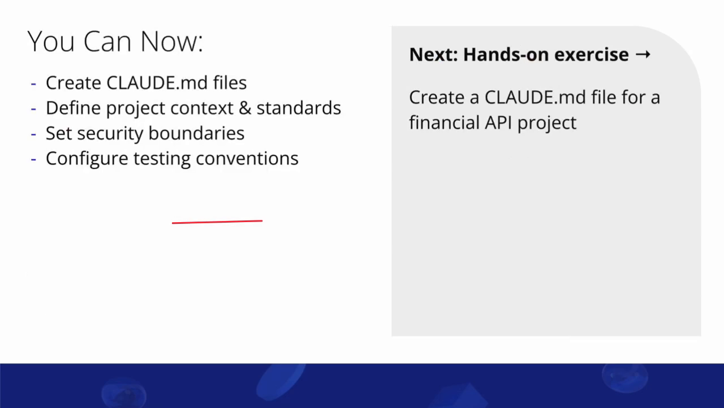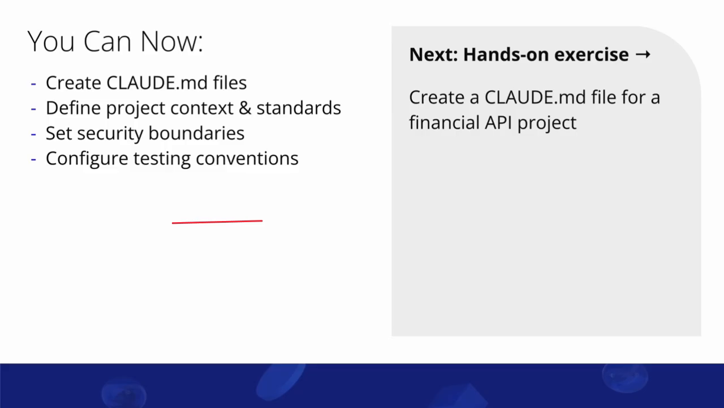Let's recap what we have covered. Cloud.md files are configuration files that give Cloud Code persistent memory about your project's rules, standards, and boundaries. Every Cloud.md file should include project context to explain what you're building, coding standards to ensure consistency, file access restrictions to maintain security, and testing conventions to maintain quality. The power of this approach is that you configure once and benefit throughout the entire project lifecycle. You're essentially programming your AI agent's behavior through natural language documentation.